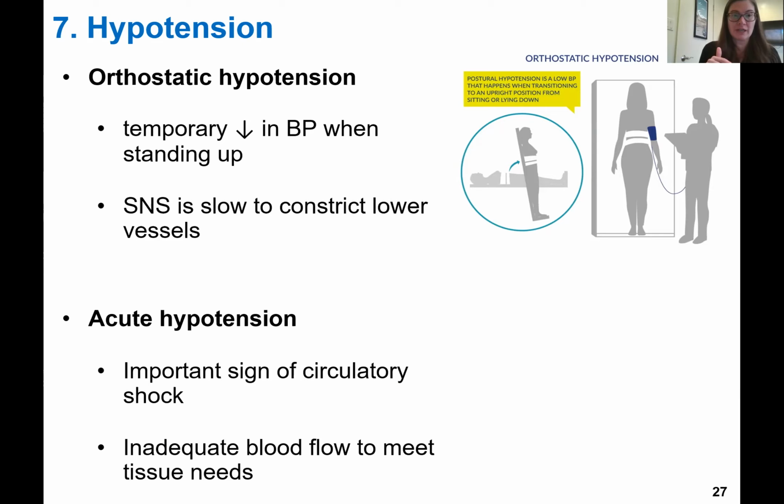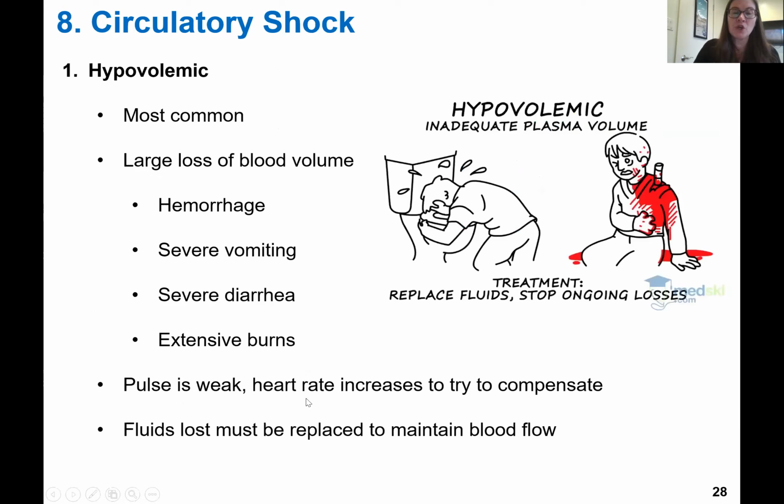Acute hypotension can be a sign of circulatory shock. Acute means short amount of time, and you don't have enough blood flow to meet the tissue needs. And we're going to talk about a couple different ways you can get acute hypotension. So circulatory shock can happen when you have acute hypotension. So a couple of different ways you can get circulatory shock.